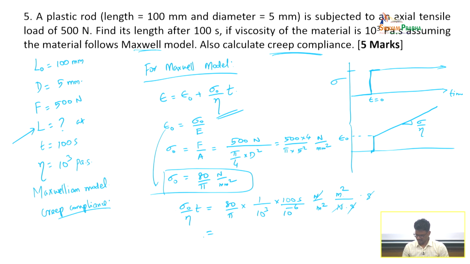So, what do we have here? We have 8 into 10 power 3 by pi into 10 power 3, minus 3. So, this would be 8 by pi into 10 power 6. This is going to be a non-dimensional unit, right. So, now we have epsilon, that is 80 by pi into 10 power 6 by E.